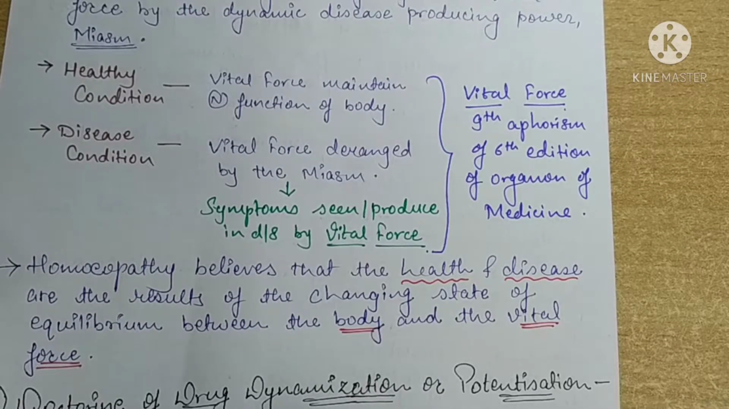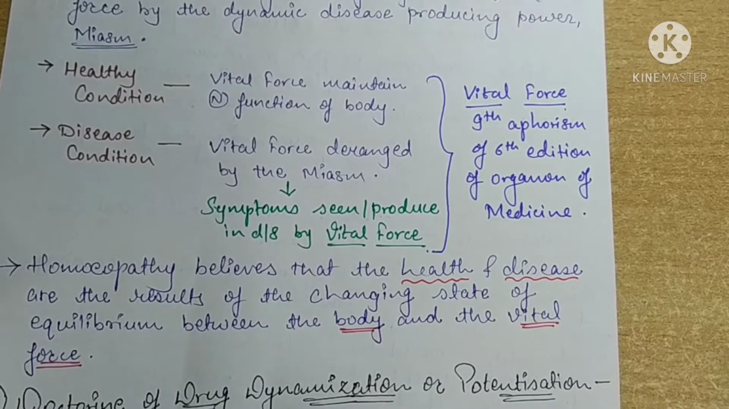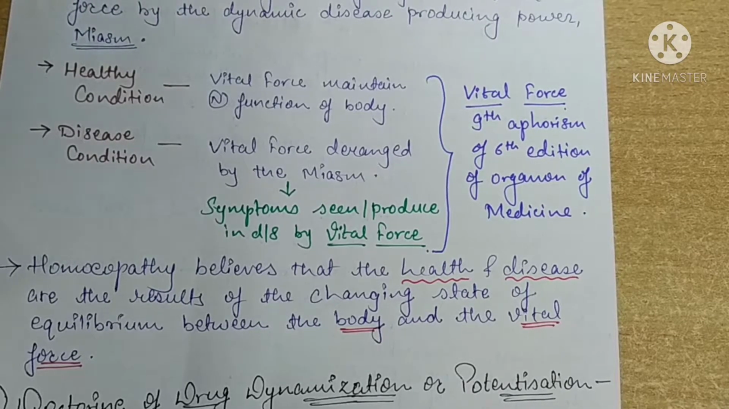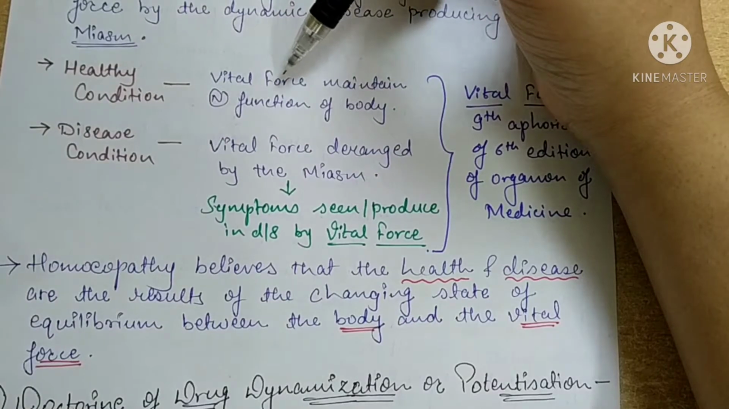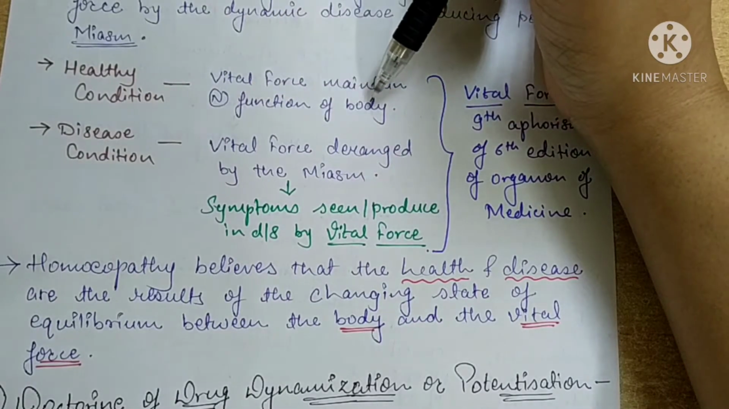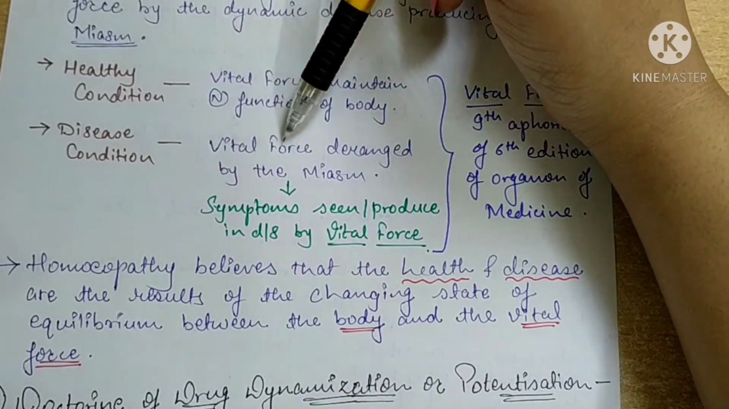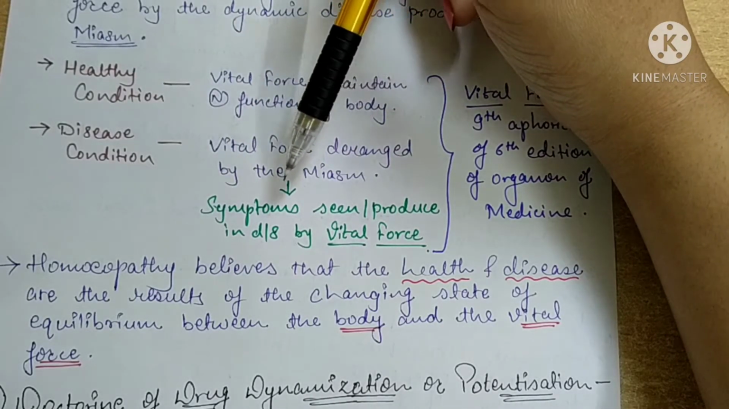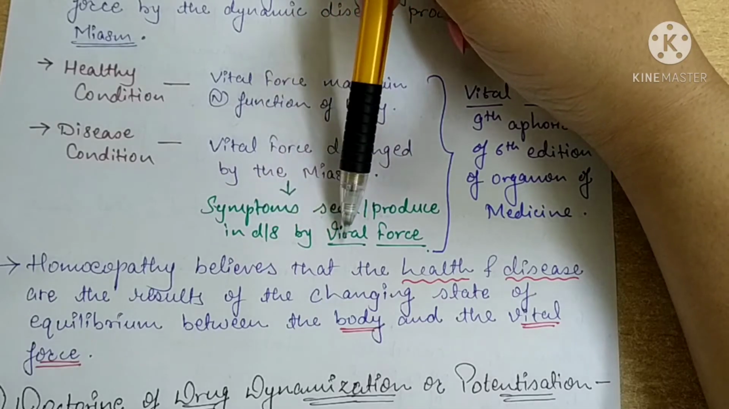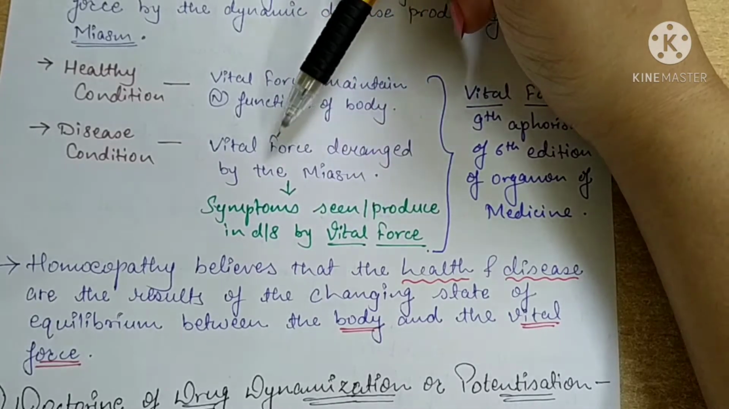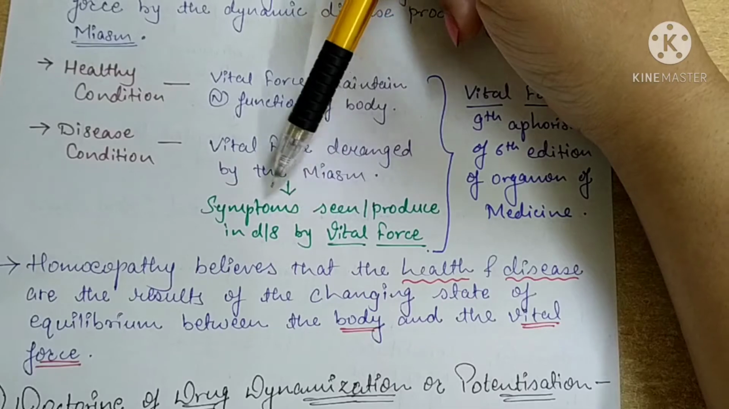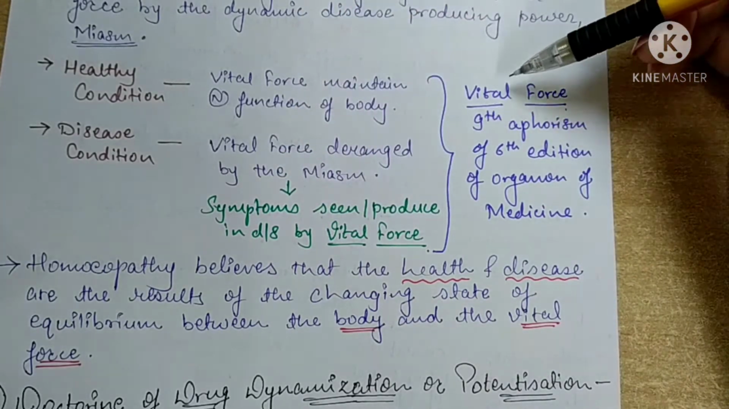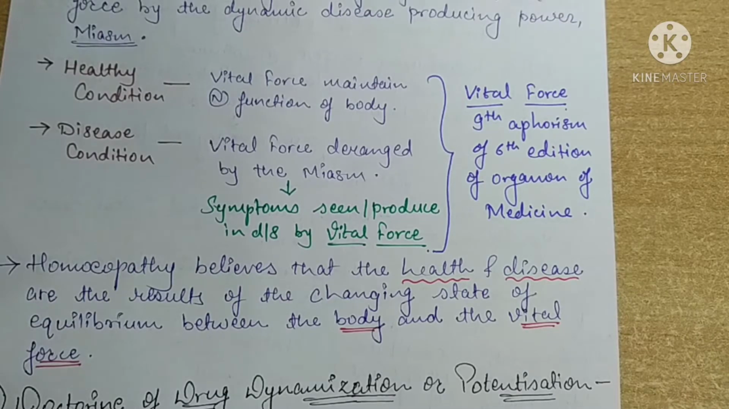As per this holistic system of medicine, disease is because of the derangement of the vital force by the dynamic disease producing power, that is the miasm. In healthy condition, the vital force maintains the normal functioning of the body, and in disease condition, the vital force gets deranged by the miasm. After derangement of this vital force, the vital force only shows the signs and symptoms, which is called disease. So, vital force is given in the 9th aphorism of Organon of Medicine.